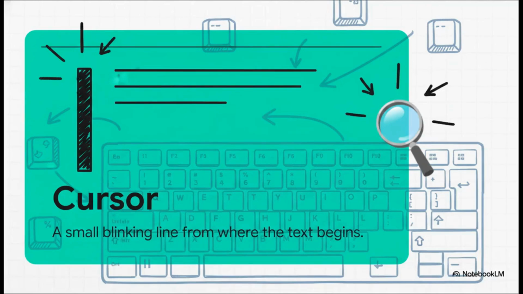Now, inside that big working area, there is one tiny element that acts as your anchor, the cursor. It's that small, blinking vertical line. You really never want to lose track of it because that blinking line tells you exactly where your text is going to begin the very second you strike a key on your keyboard.